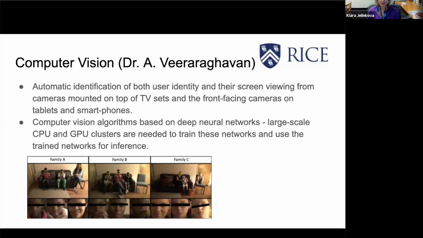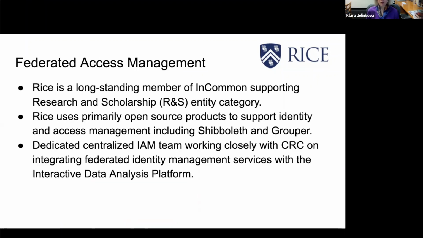Next slide, please. So where the federated access management plays a role, as I mentioned before, RES is a longstanding member of InCommon supporting the research and scholarship entity category. We use primarily open products, including Shibboleth and Grouper. I'm sure many of you are in the same category.